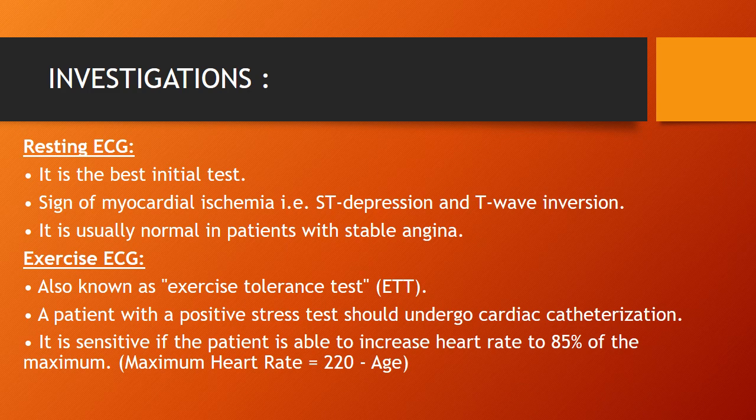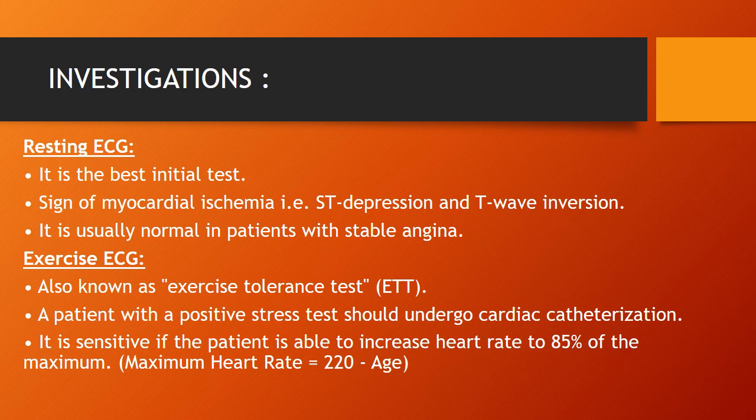The most initial investigation that we will perform is resting ECG. It is the best initial test, and it will show signs of myocardial ischemia, that is ST depression and T wave inversion. It is usually normal in patients with stable angina. Serial ECG can be done every 15 to 30 minutes, and serial troponin levels can also be done. Troponins are cardiac enzymes which are raised in ischemic heart disease.